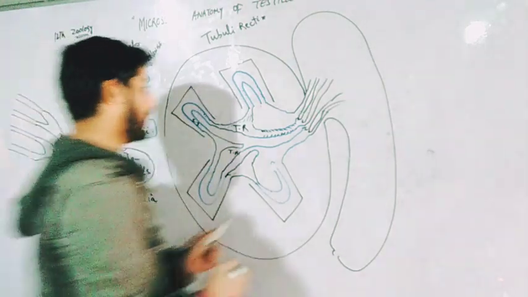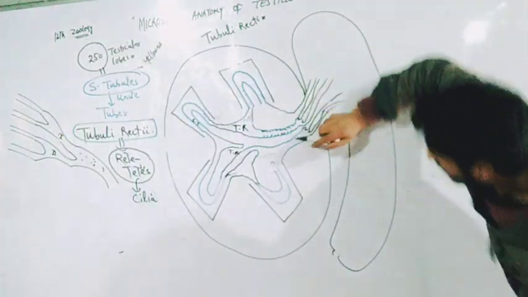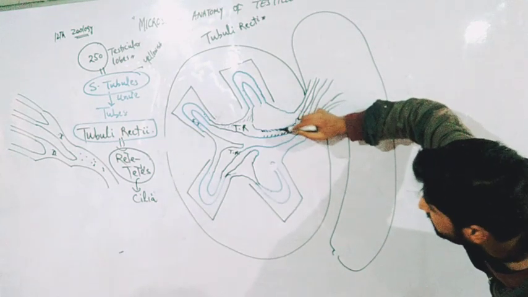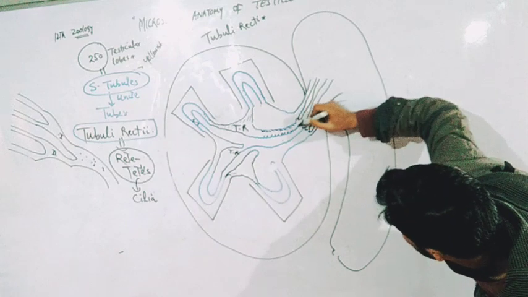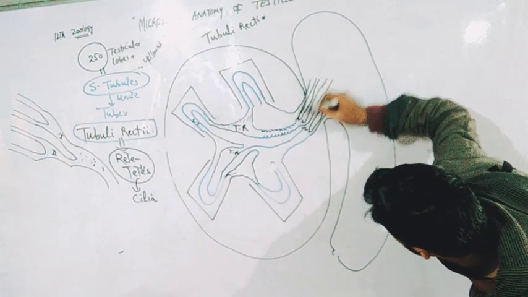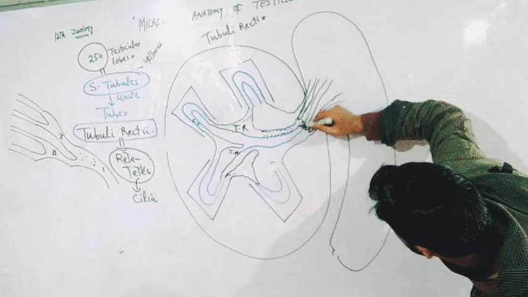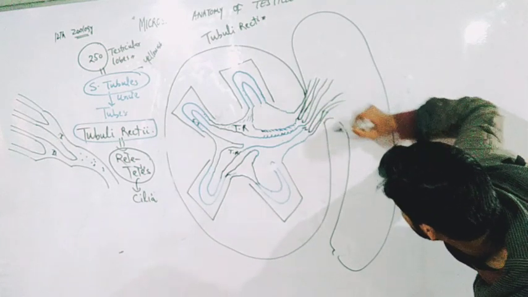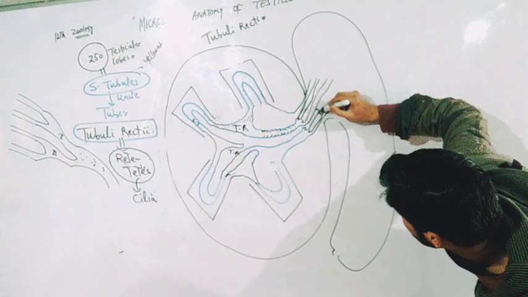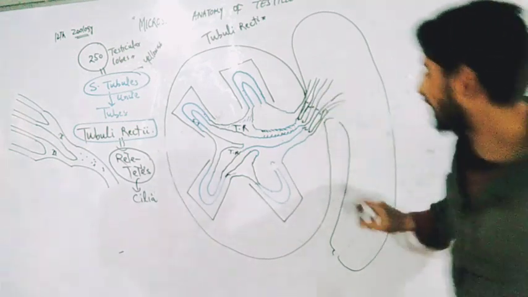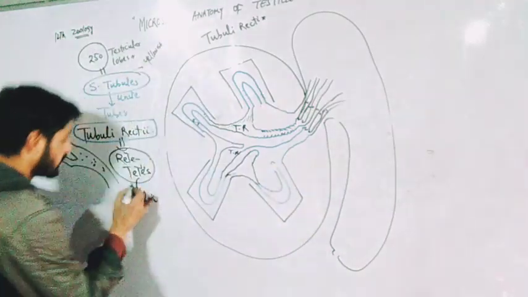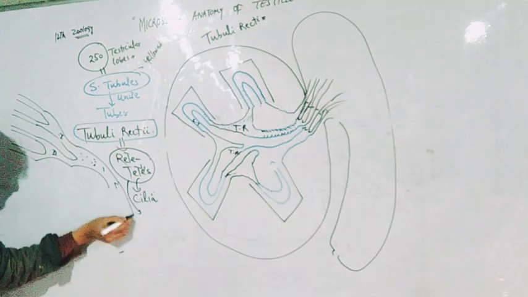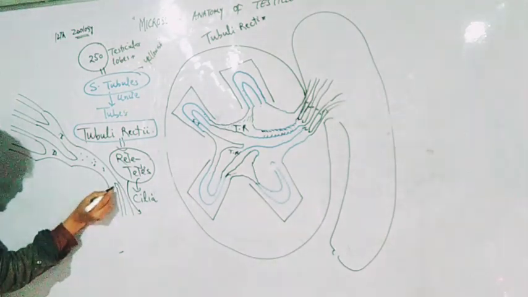Now the next point is that from the rete testis, 10 to 15 smaller tubes arise. Let us suppose this is the rete testis. From the rete testis, this is 1, 2, 3, 4, 5, 6. From the rete testis, several tubes arise.